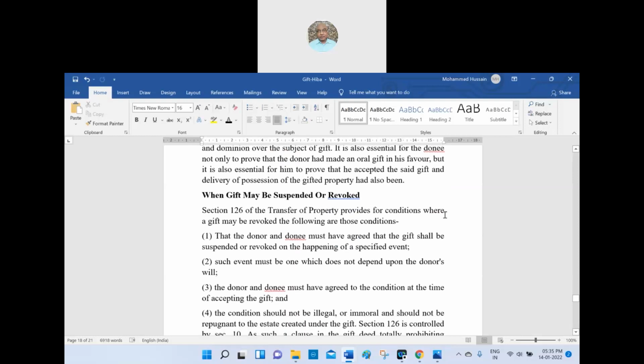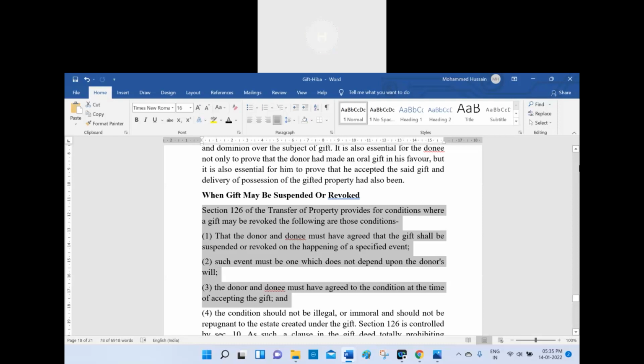When a gift may be suspended or revoked, yes, this is important. When a gift can be suspended or revoked. Now read anyone. Section 126 of the Transfer of Property Act provides for conditions where a gift may be revoked. The following are those conditions: that the donor and donee must have agreed that the gift shall be suspended or revoked on the happening of a specified event. Such event must be one which does not depend upon the donor's will.